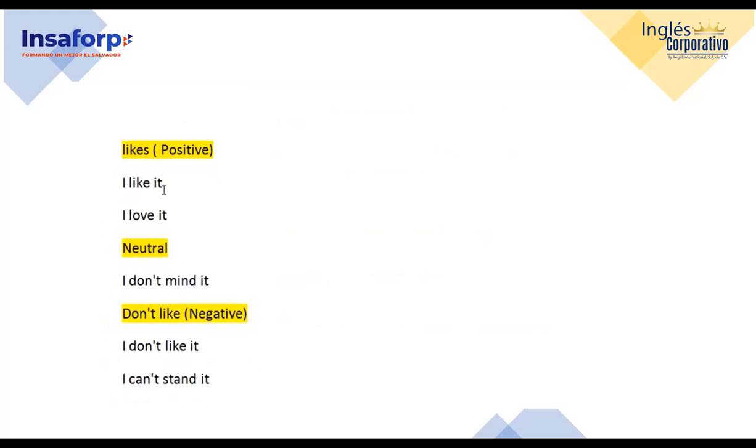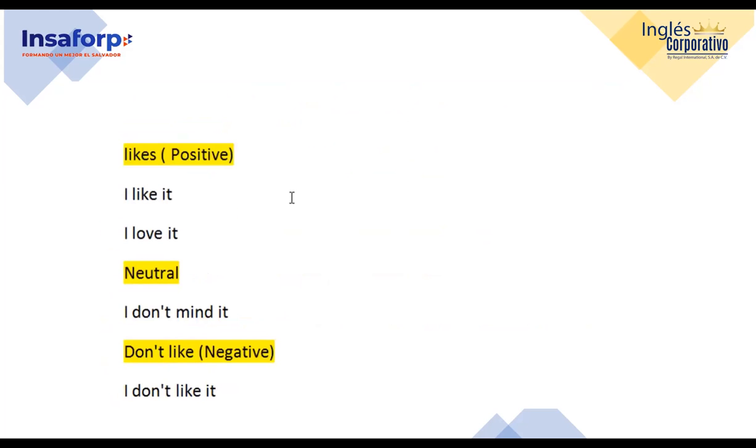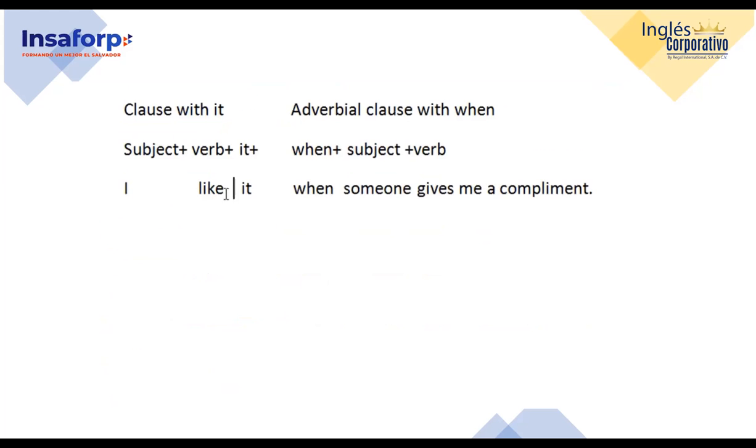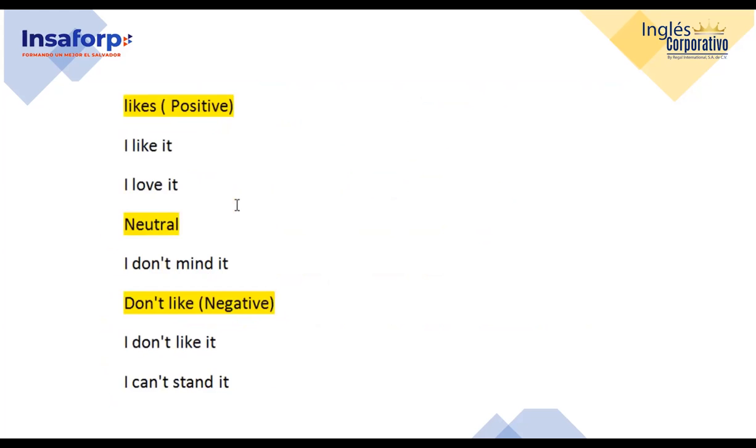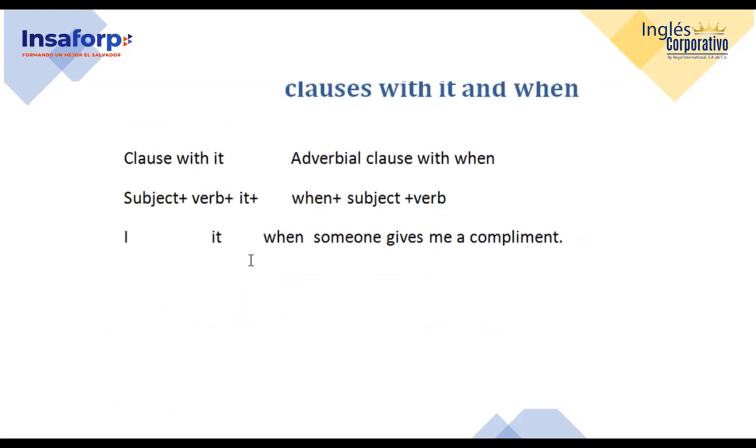So I could use this vocabulary here. I could easily say I like it, such as the example here: I like it when someone gives me a compliment. Or I could say I love it. So I could change the verb. I could say I love it when someone gives me a compliment. At the same time, I could also be neutral about it. I could say I don't mind it. I don't mind it when someone gives me a compliment.